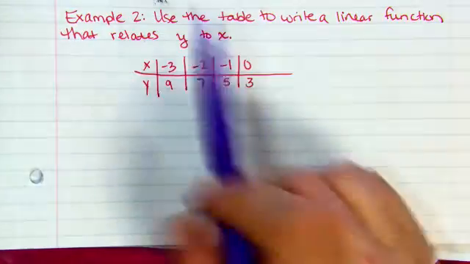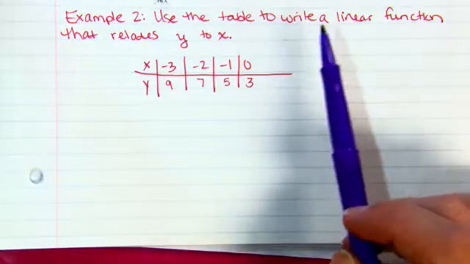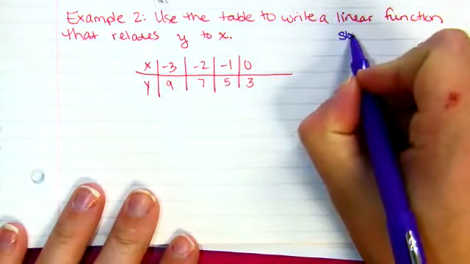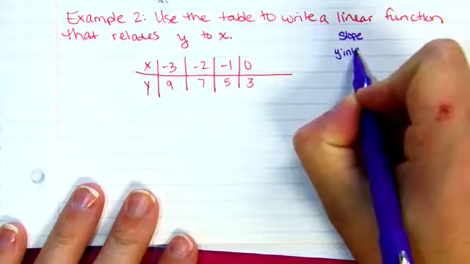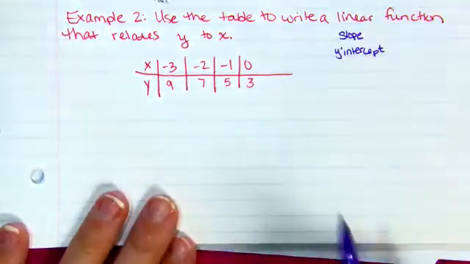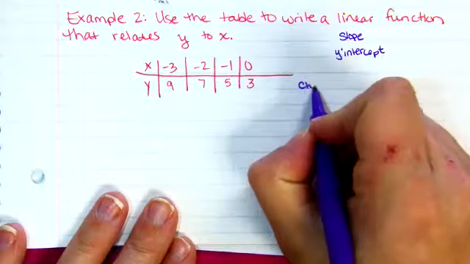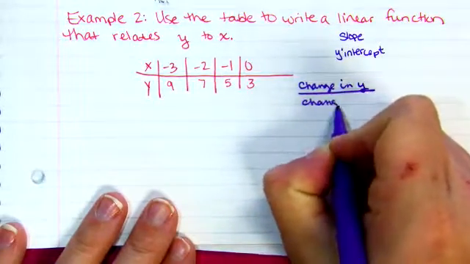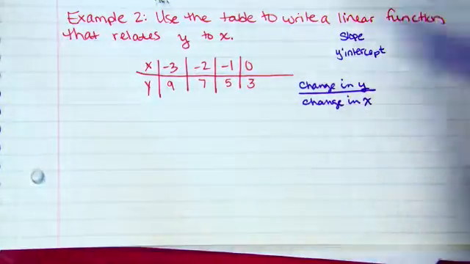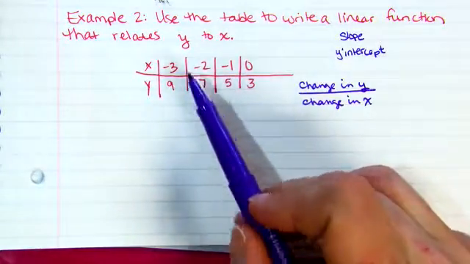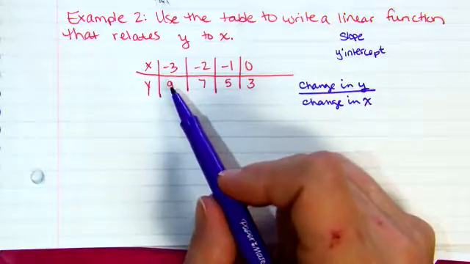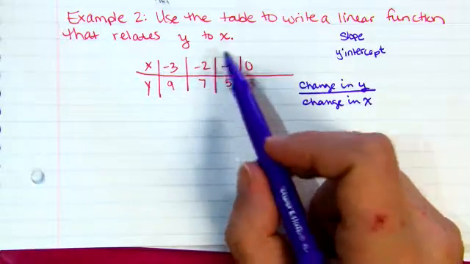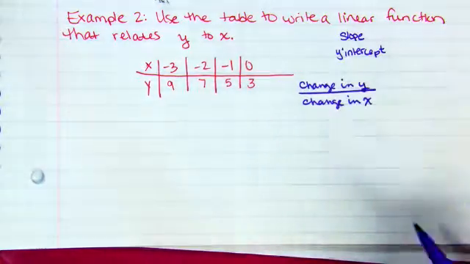For example 2, we're asked to use the table to write a linear function that relates y to x. So again, we need a slope and we need a y-intercept. Remember, our slope is our change in y over our change in x. And if we're talking about a linear function, that does need to be a constant change. We can't change by 2 here and 1 here, and then change by 7 here and 1 here. It needs to be a constant relationship.